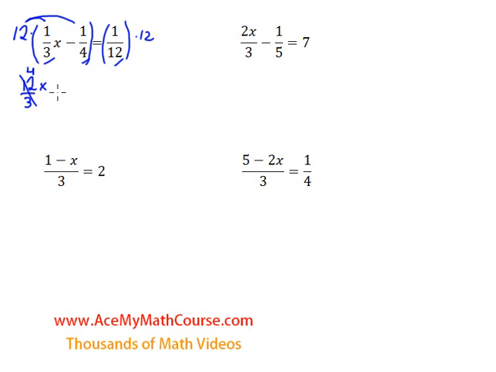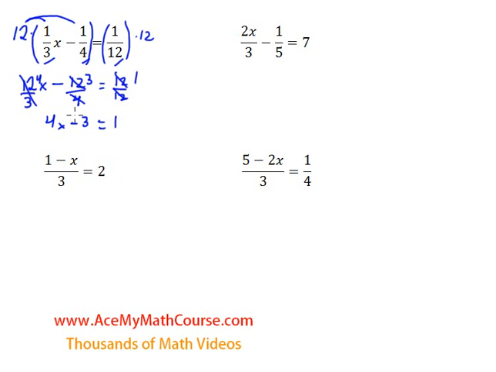We got rid of the denominator. So 4x minus, now 12 times a quarter is 12 over 4, and 12 divided by 4 is just 3. So far we have 4x minus 3 is equal to 1 over 12 times 12. 1 times 12 is 12 over 12, just 1.